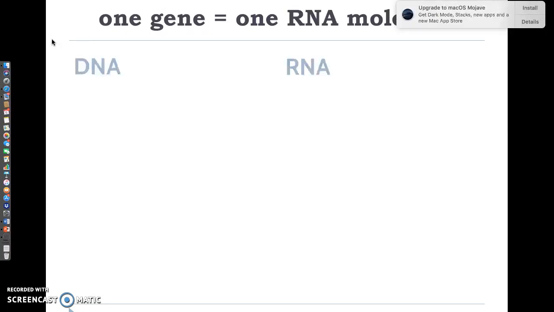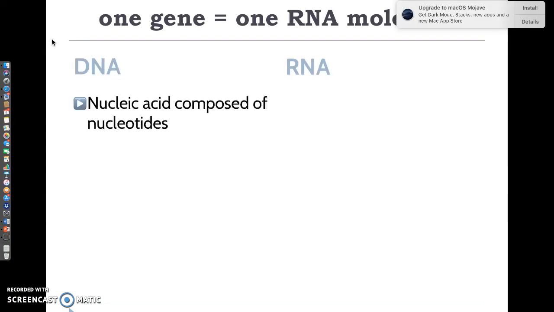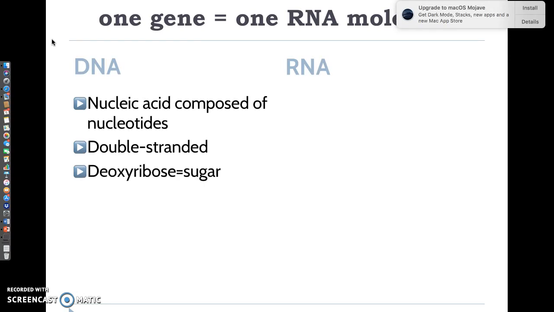So the difference between DNA and RNA, a little bit of review. DNA is made of nucleotides. A nucleotide is a phosphate molecule, a sugar, deoxyribose, and a nitrogenous base. A DNA molecule is a double strand. Again, the sugar is deoxyribose, and one of the nitrogenous bases is thymine. DNA is the template for this process.